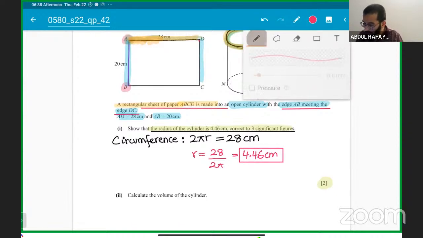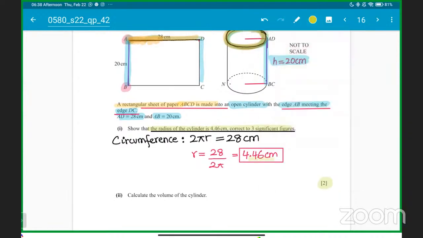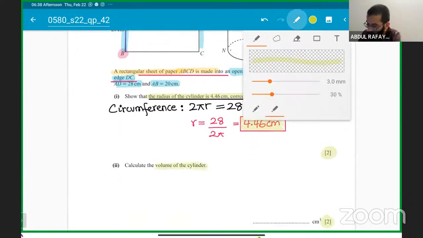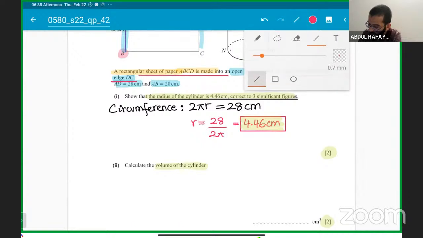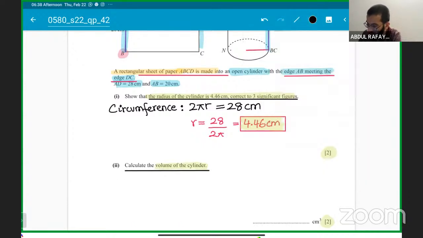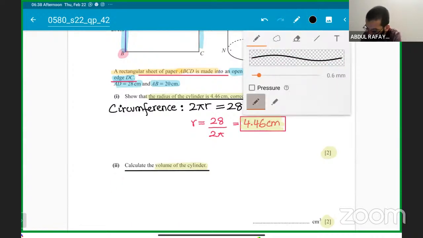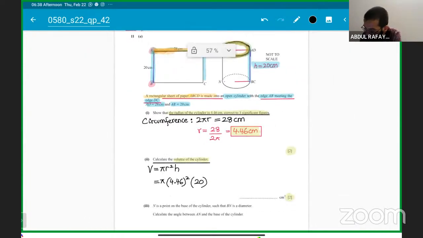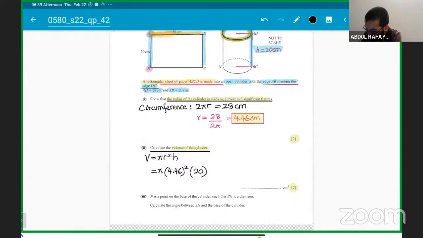Clear? Following? Yes. Okay. अब तो इजी पार्ट है कि रेडियस आ गया, so just have to find the volume of cylinder, free marks. Okay, volume of cylinder इजी हो जाएगा फाइंड करना. Volume of cylinder will be pi r squared height, so it will be pi into the radius 4.46 squared into the height, that is 20. Okay, getting it guys?